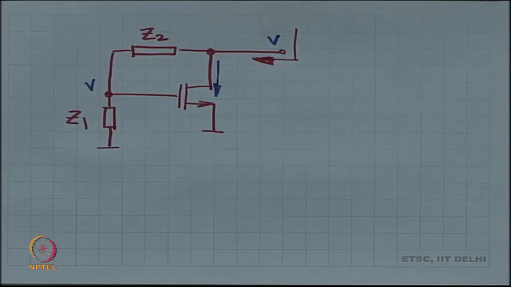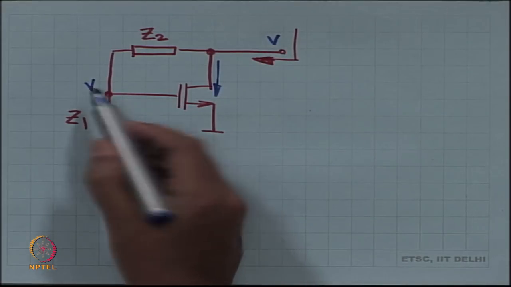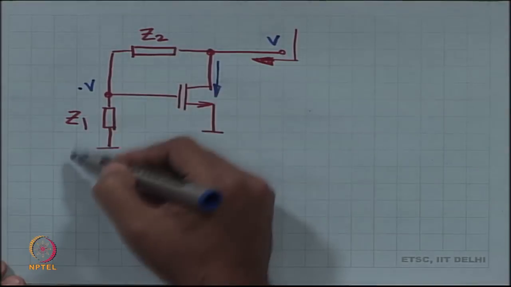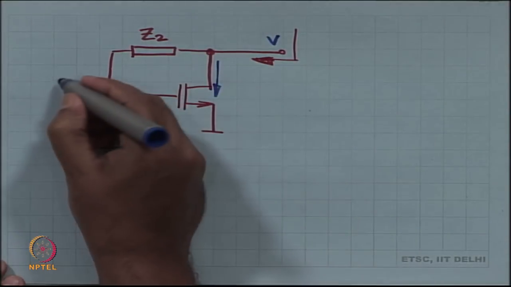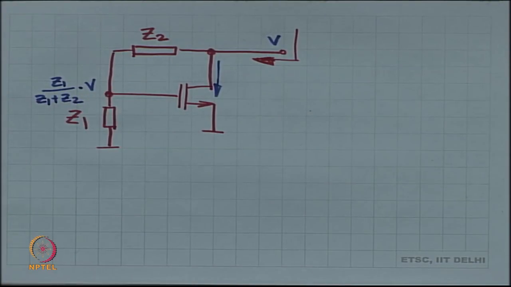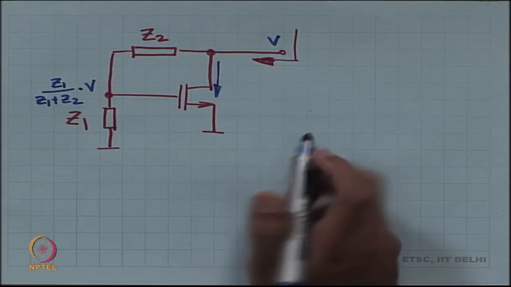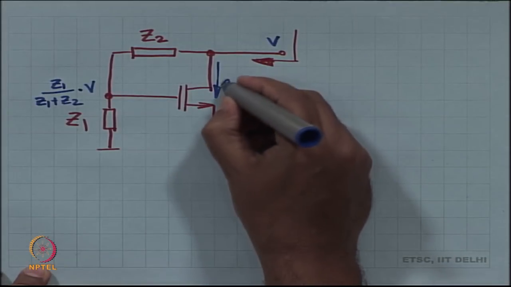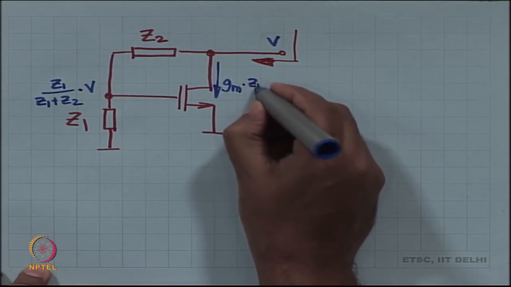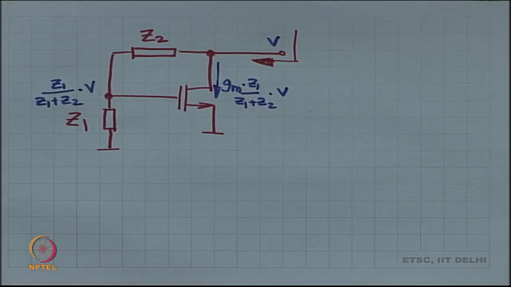All right, this is what happens when Z1 is not there. Now, let us throw Z1 back into the picture. I apply V, what is the voltage I get over here? I will get a voltage division between Z1 and Z2. So, I get V times Z1 by Z1 plus Z2. Okay. What is the MOSFET going to do? It is going to respond by drawing Gm times this voltage. Okay, and of course, RDS is there in parallel.